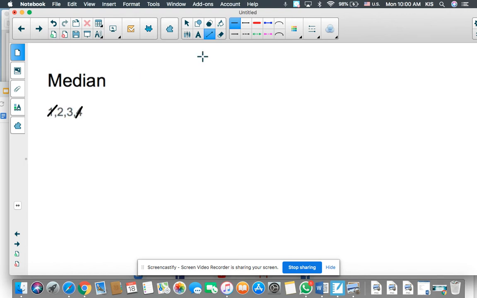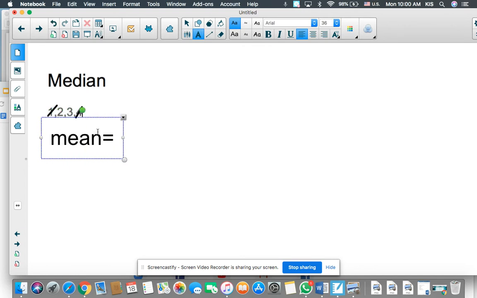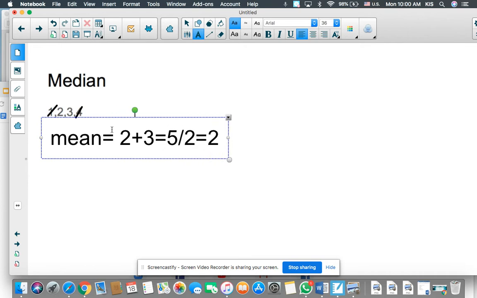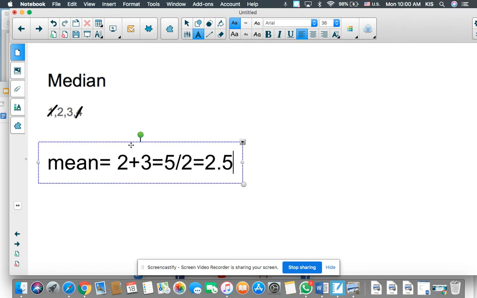To do that, we need to find the mean of the two middle numbers. We'll do 2 plus 3, which equals 5, and divide that by 2 to get 2.5. You also might be able to see that the middle of 2 and 3 is 2.5. Even though 2.5 doesn't appear in the data set, it is the median because it's in the middle of the data set.